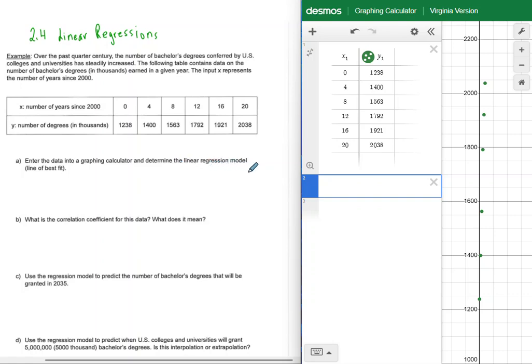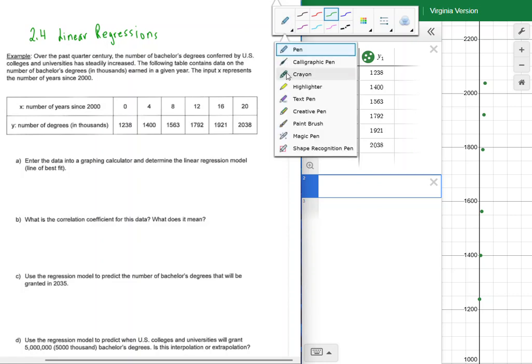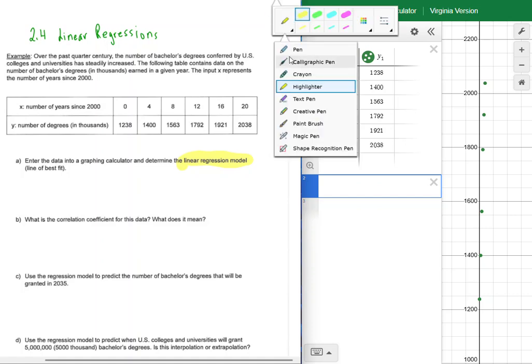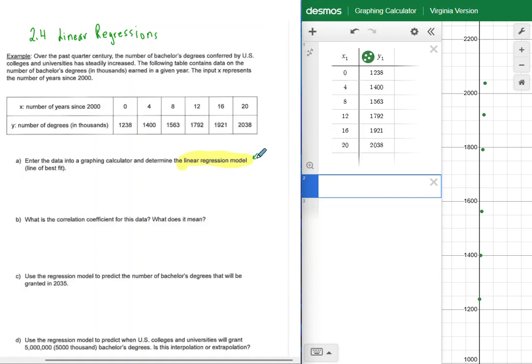So some vocabulary here. Whenever it asks you for a regression model, it just means it's asking you for the equation. So this is the same thing as asking what is the equation. And we know how to do the equation. We just make sure we write it in y equals mx plus b form, so the slope and the y-intercept.